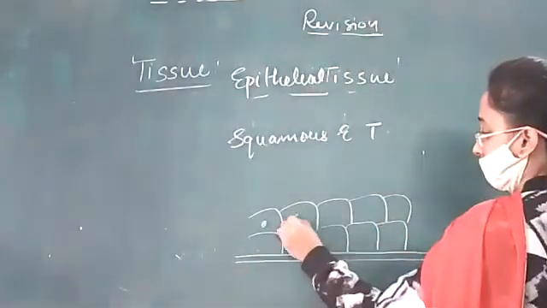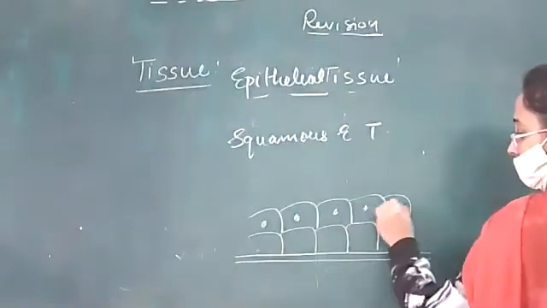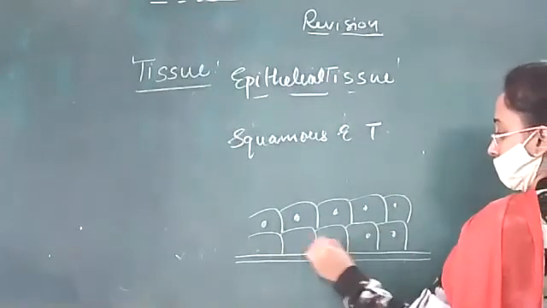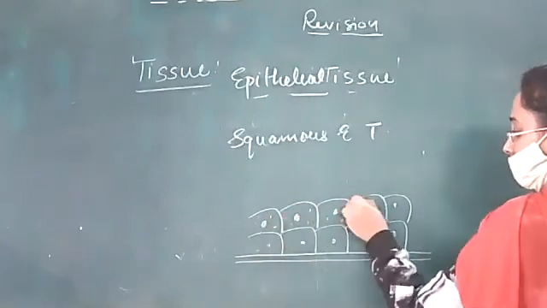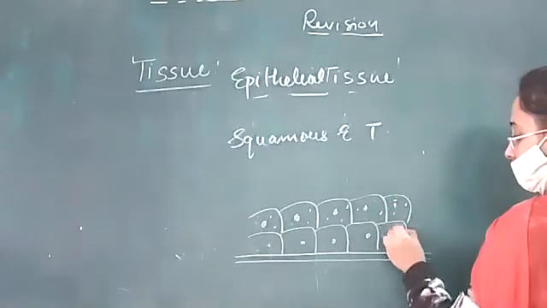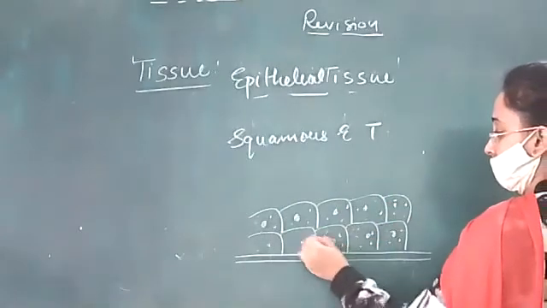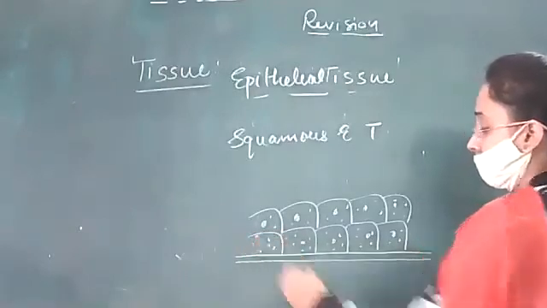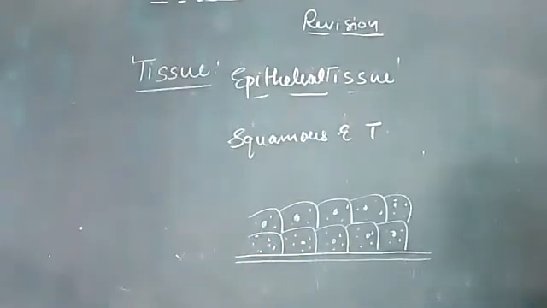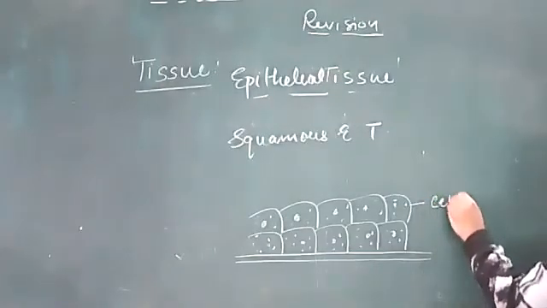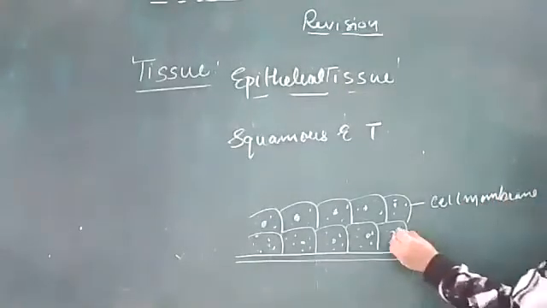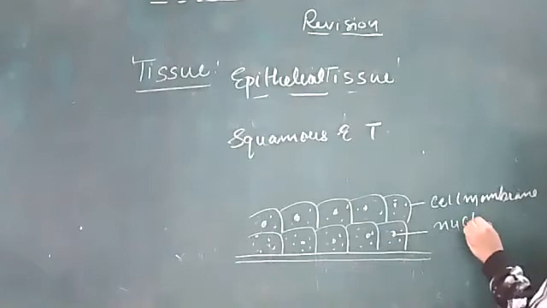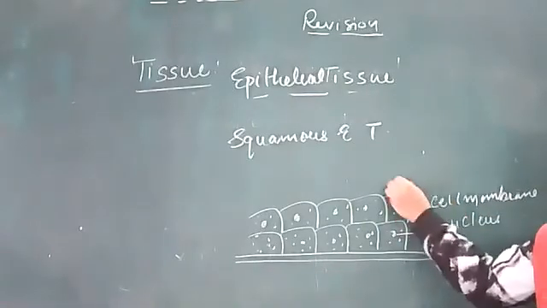Yes, Bisma, you are right. In the skin it is stratified. It consists of cytoplasm, ठीक? So now you can label it. So we have cell membrane, nucleus, cytoplasm. This is cell membrane. This is a nucleus. This is cytoplasm.